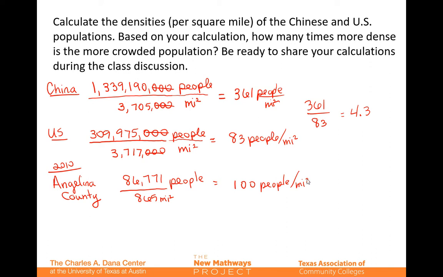Obviously, some parts of the United States, if you're looking at New York City or Chicago or Houston, the population density will be much higher. But in other parts of the United States, it's going to be much less. We all know that if you look at West Texas, the population density will be much less than that of Angelina County.